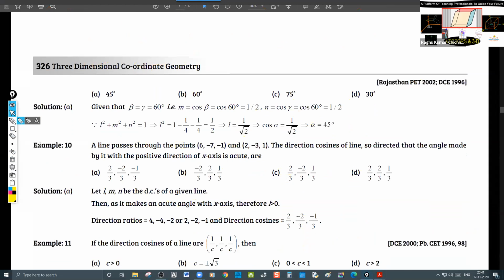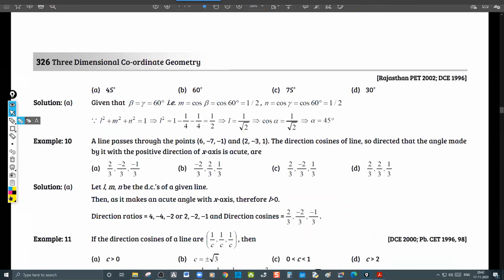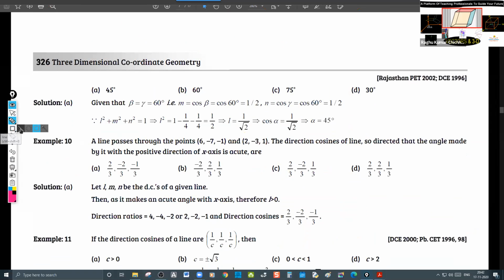Let us see example 11, please. That's a simple question. Let me read it for you and expect the answer from you. If the direction cosines of a line are 1 by c, 1 by c, 1 by c, then what should be the value of c? Come on, tell me, please.